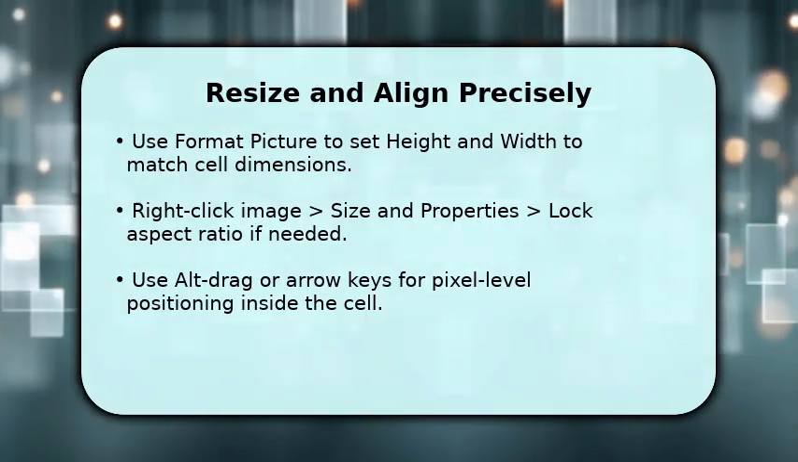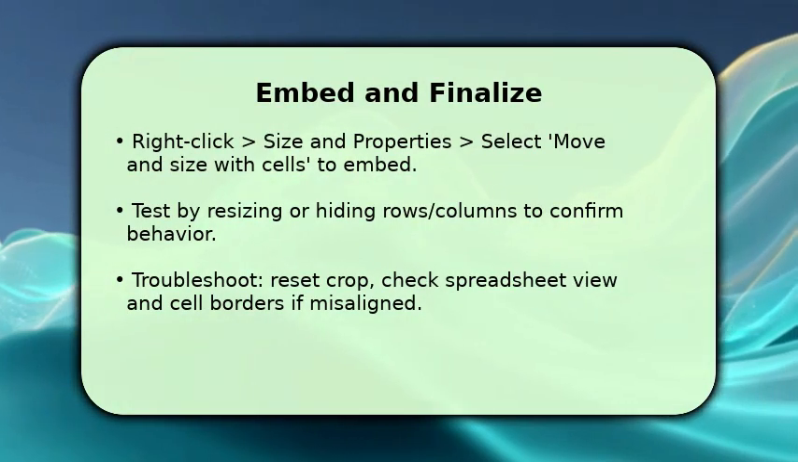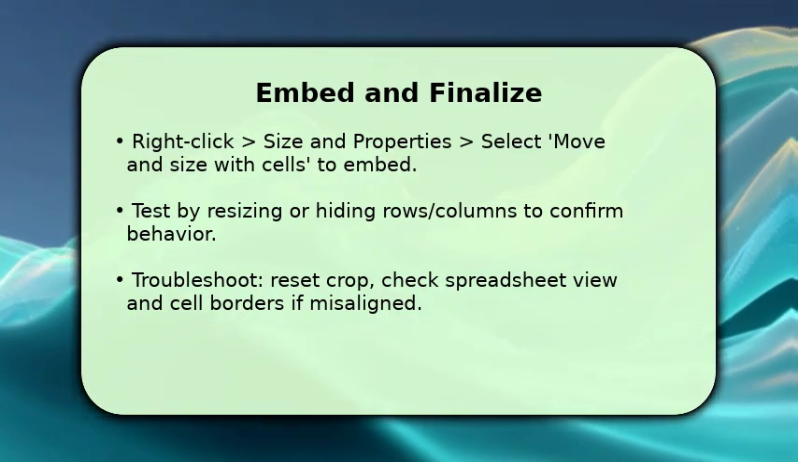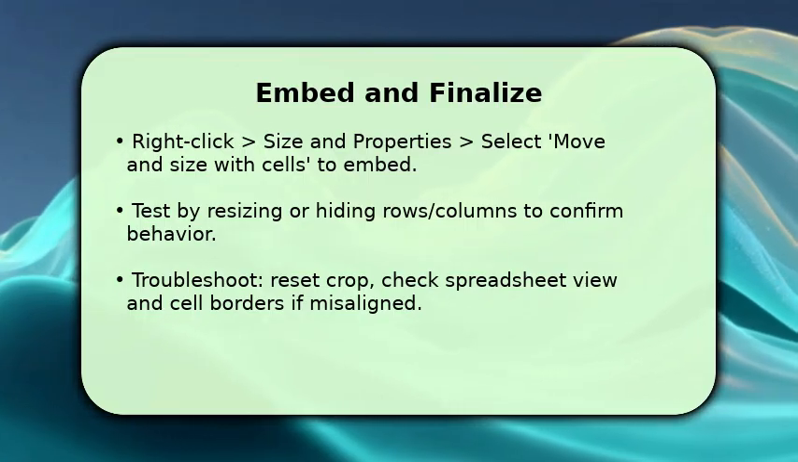Finish by embedding the picture to the cell. Right-click, choose Size and Properties, and pick Move and Size with cells so the picture stays linked to that cell. Once done, test by changing row height or column width to confirm it scales and moves correctly.